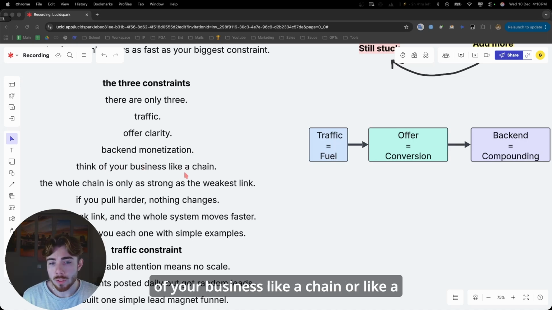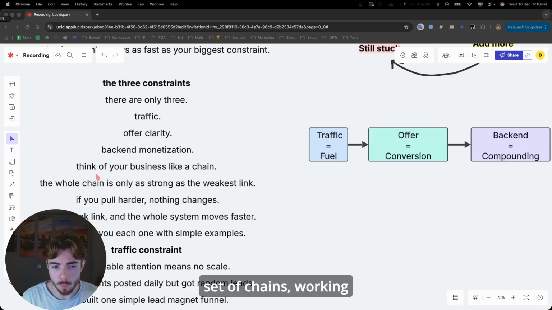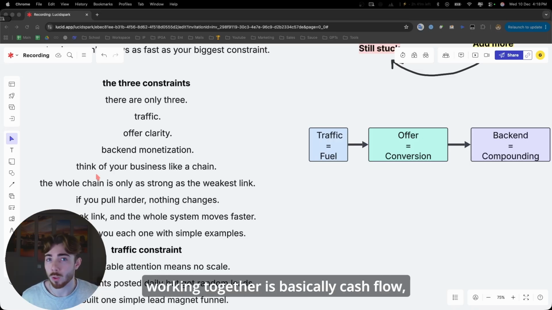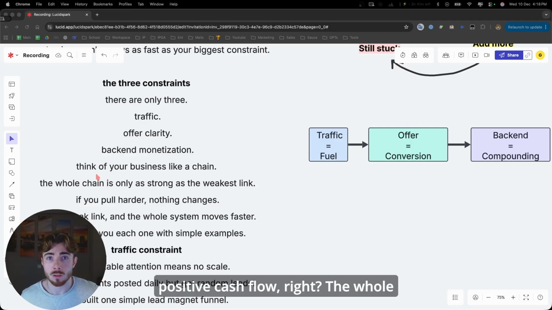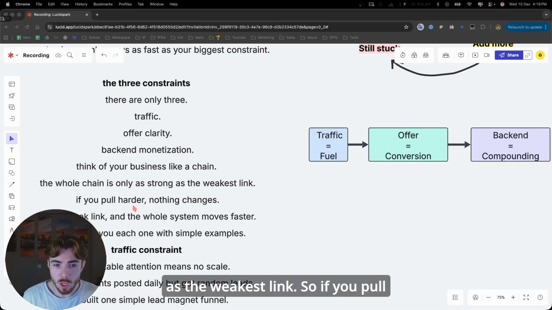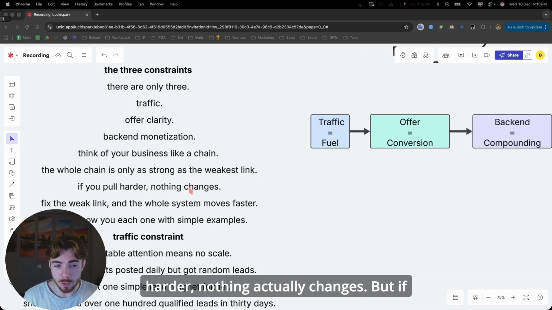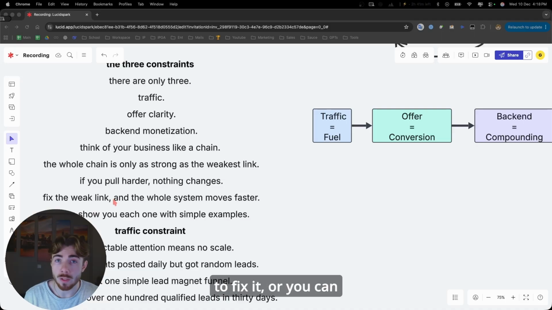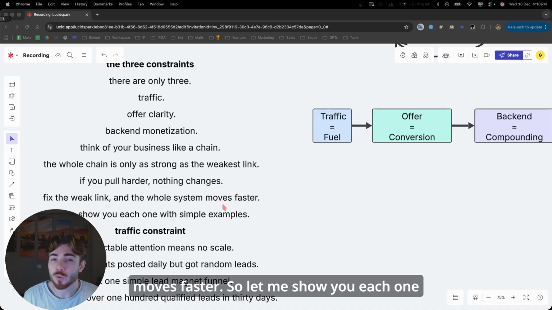So think of your business like a chain, or a set of interconnected chains working together to basically give you money, right? Let's just say the effect of all of these chains working together is basically cash flow, positive cash flow, right? The whole chain is only as strong as the weakest link. So if you pull harder, nothing actually changes. But if you fix the weak link by identifying it and actually realizing how to fix it, or you can change it, you can maybe do something, right, and the whole system moves faster.